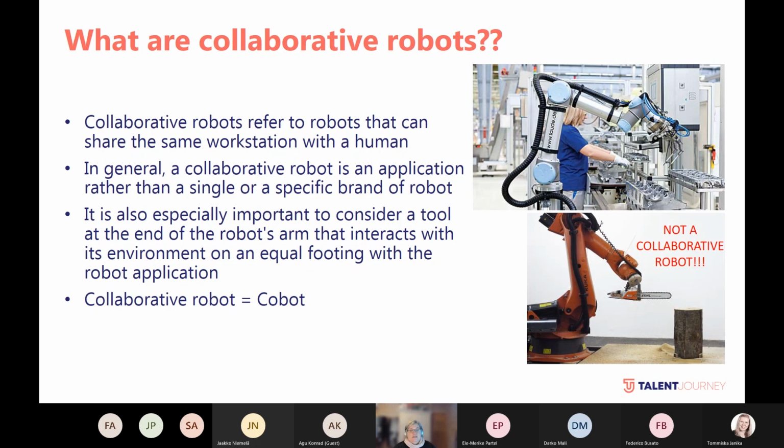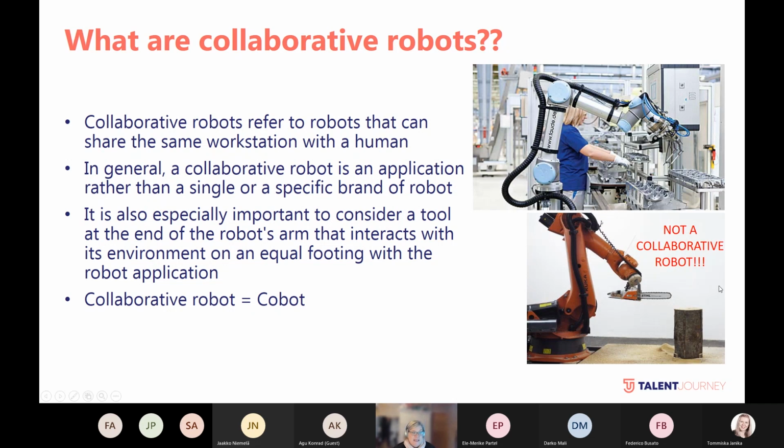Then when considering whether a collaborative robot is safe or whether it is really collaborative, we must think about the whole application or solution, not just the robot. It is also especially important to consider a tool at the end of the robot's arm that interacts with its environment on an equal footing with the robot application.